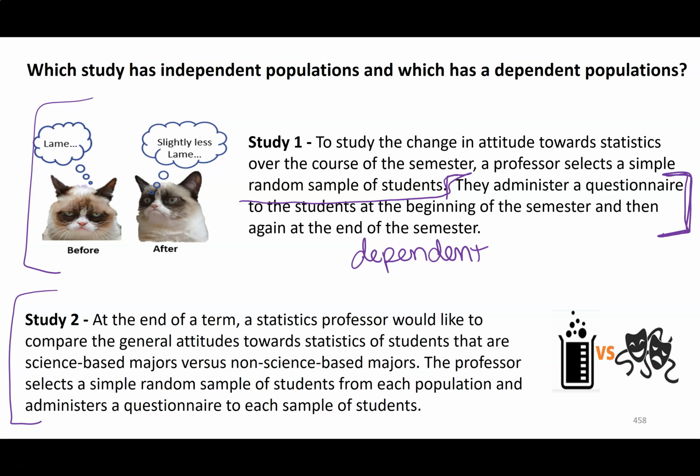And then here we have study 2. So at the end of a term, the stats professor wants to compare the general attitude towards stats for 2 different sets of majors. So they take science-based majors. How they determine what that is, I'm not entirely sure. And non-science-based majors. And they go ahead and take a sample from each of those groups. And we're assuming that nobody's double majoring and that they're somehow in science-based and non-science-based. So here they go ahead and they give the questionnaire to each of the students they select from both groups.